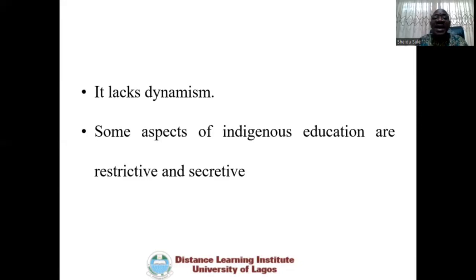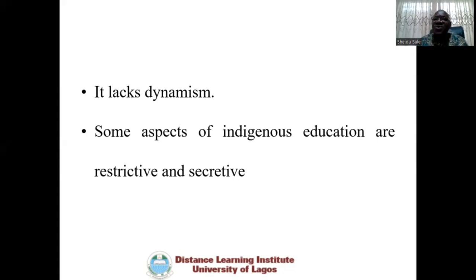Okay, it lacks dynamism because it is conservative. In fact, it is conservative. Some aspects of indigenous education are restrictive and secretive, only made known to certain groups of people, particularly the Egungun aspect.